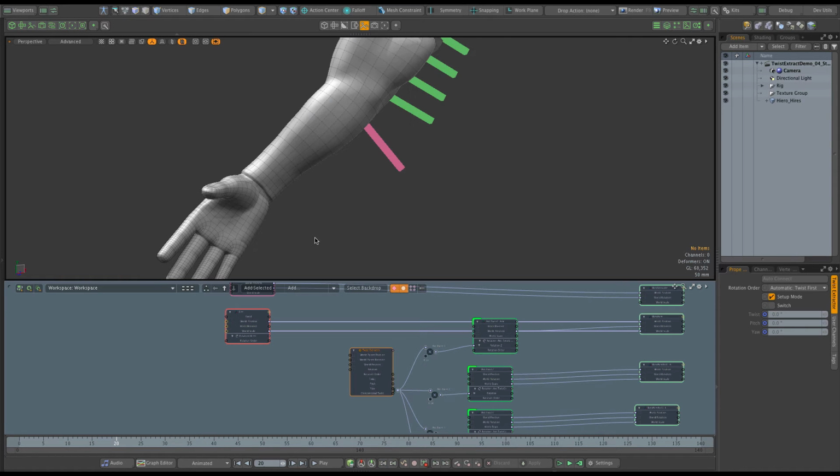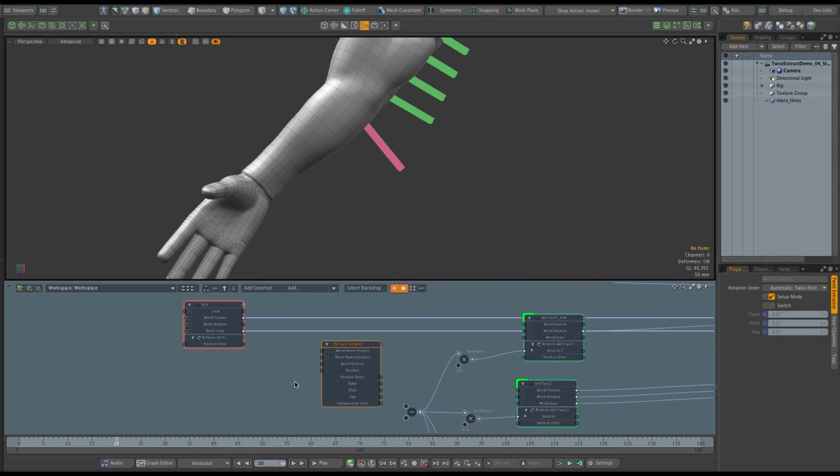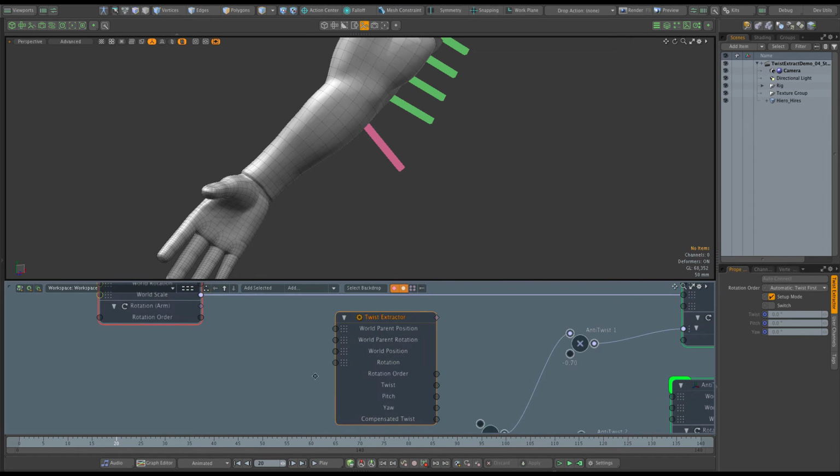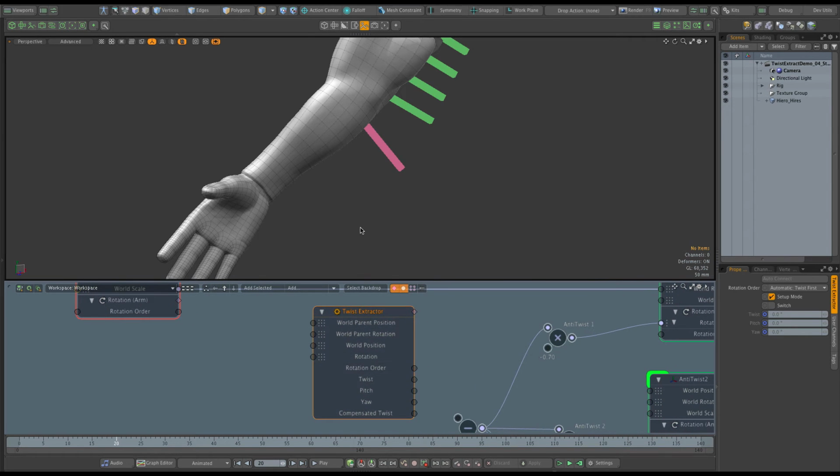Going to find the twist extractor, put it there. The twist extractor can convert a world orientation into angles, so that we've got the twist, pitch, and yaw angles, but it's done in such a way that the twist is an independent value. So this is really useful because it basically breaks down the orientation into two pieces. One is twist and the other one is our two remaining angles.